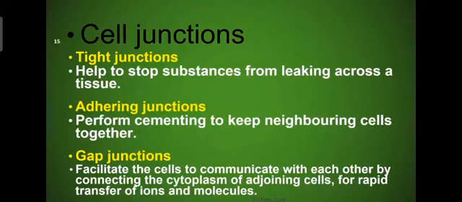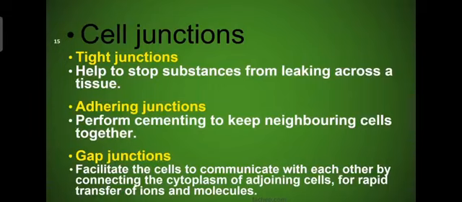First, that is tight junction. It helps to stop substances from leaking across a tissue. From the tissue, it will not allow any substance to go out. That is called a tight junction. Then adhering junction. It performs cementing to keep neighboring cells together. It is joining the two neighboring cells, cementing, like how we join two bricks with cement. That is adhering junction. And gap junctions.